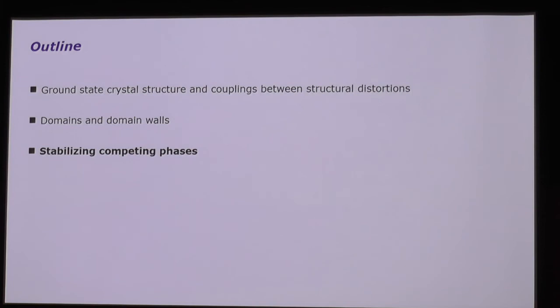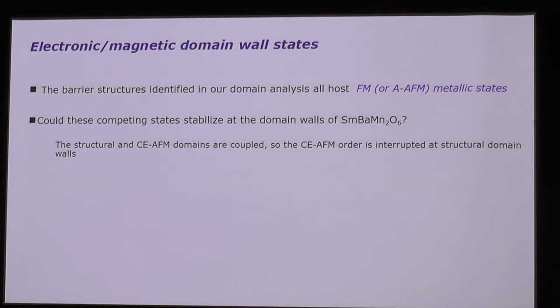All right, so I'll just finish up by talking a little bit about stabilizing competing phases in samarium barium manganite. So the first is looking at the domain walls. All of the barrier structures that I identified in the previous analysis host either ferromagnetic or A-type antiferromagnetic metallic states. So, could these competing states stabilize at the domain walls of samarium barium manganite?